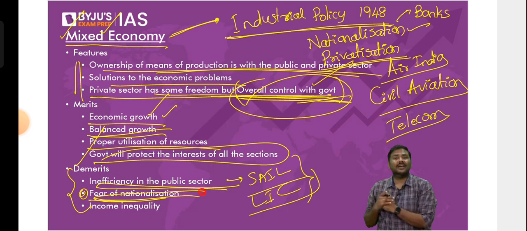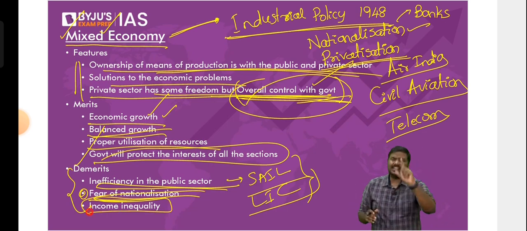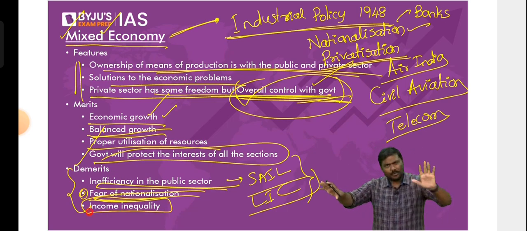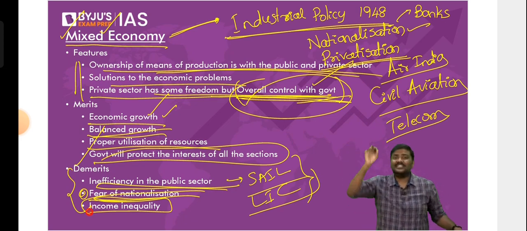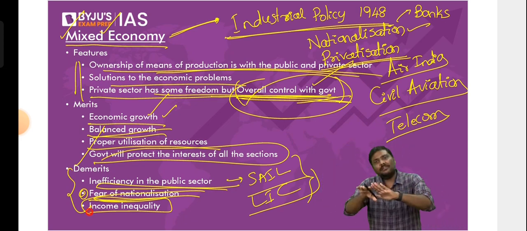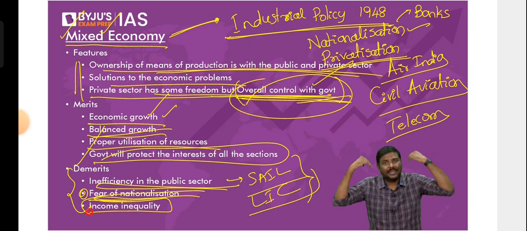The ownership will be taken away from us. And finally, despite following a mixed economy, there will be income inequality in a country. Why? Because there is a presence of the private sector. Government is there, but there is a presence of the private sector. And wherever there is a presence of the private sector, there will be income inequalities. Certain people will be earning very high, certain people will be earning very low, certain people will not be earning anything. That is income inequality.